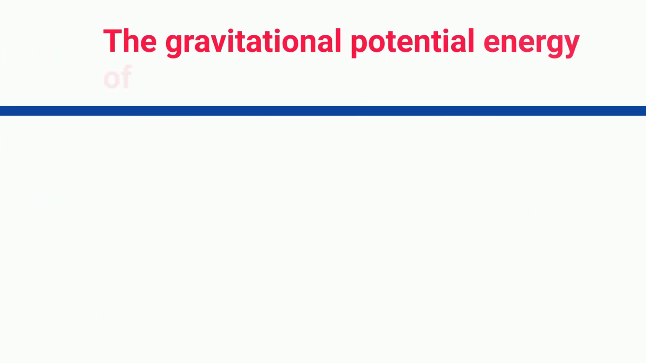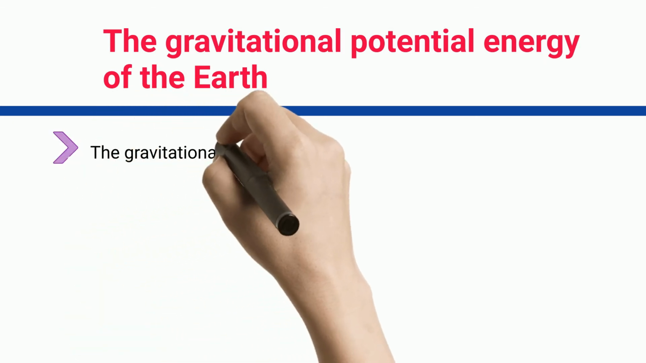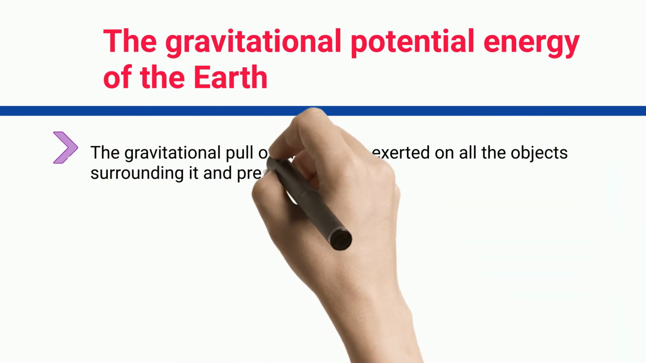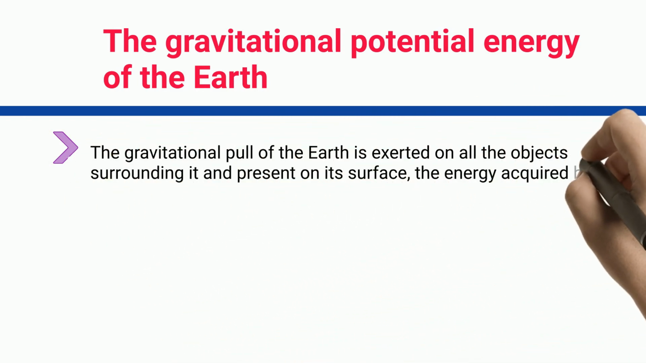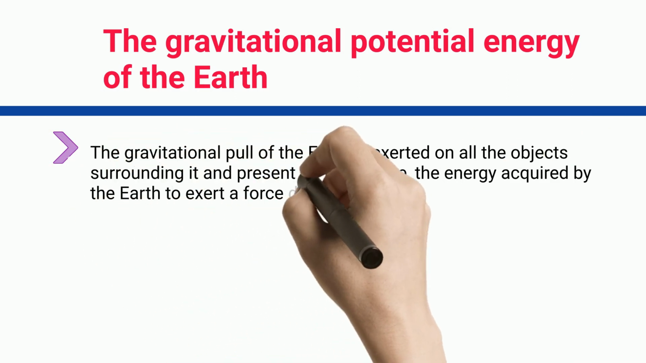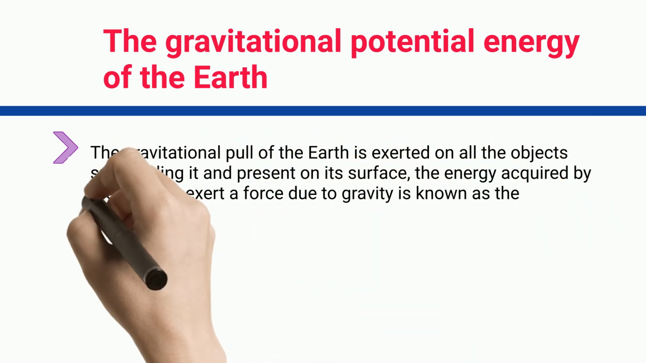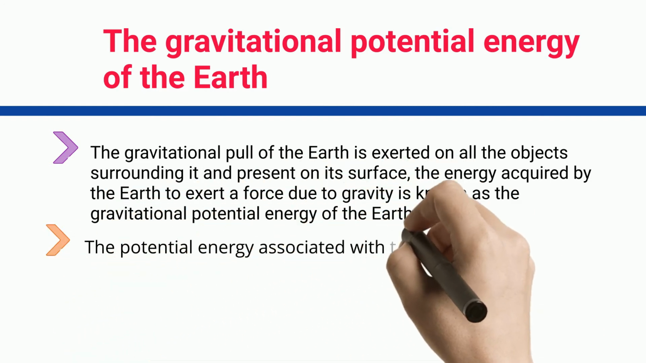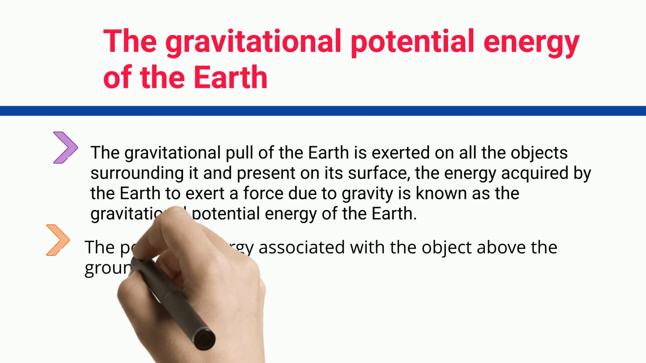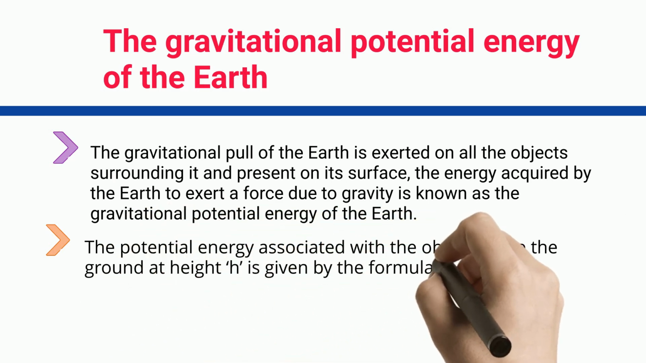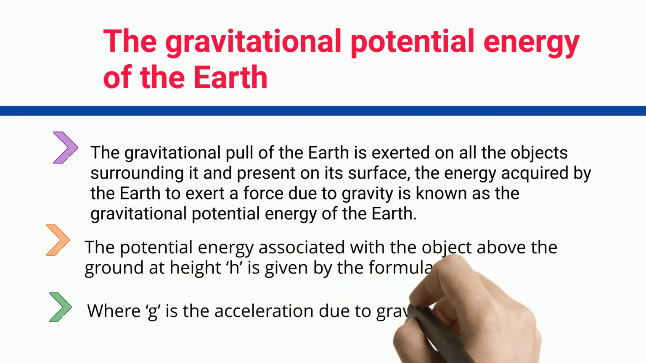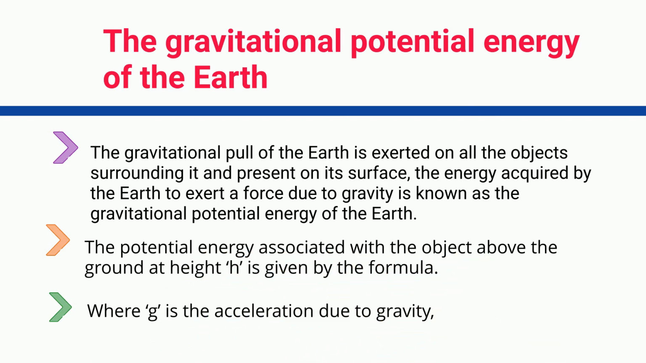The gravitational potential energy of the Earth. The gravitational pull of the Earth is exerted on all the objects surrounding it and present on its surface. The energy acquired by the Earth to exert a force due to gravity is known as the gravitational potential energy of the Earth. The potential energy associated with an object above the ground at height h is given by the formula, where g is the acceleration due to gravity.